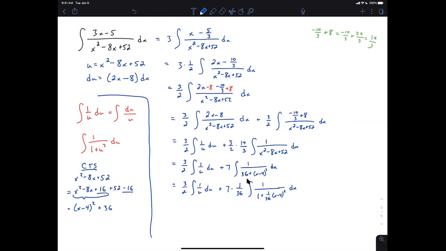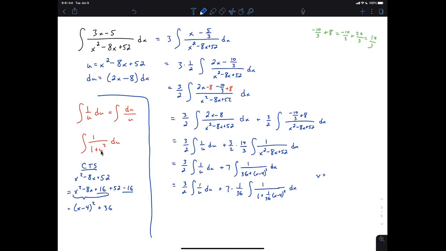dx. Now, we want this to be 1 plus u squared. We already used the letter u, so we're going to use the letter v. But v is whatever you square to get this. So I want you to take a second and write down on your paper what you think v should be. And if you're wrong, fix it with me in a minute. But remember, this is 1 plus u, or in this case v, 1 plus v squared.